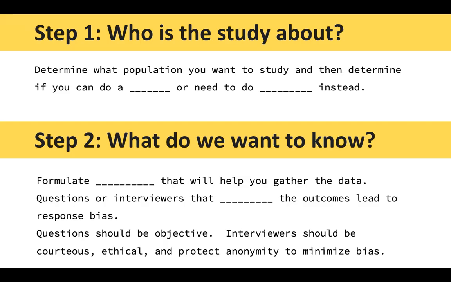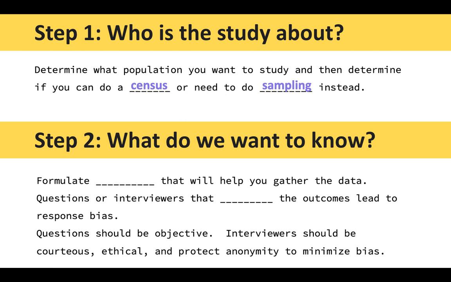So step one in designing a study is to decide who the study is about. You want to determine what population you want to study. Who is your population? Who is the entire group of individuals that you are interested in? And then determine from that, can I do a census? Can I talk to my entire population or get information from my entire population? Or do I need to do a sampling instead?